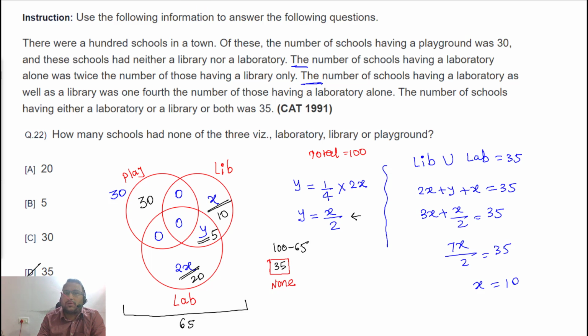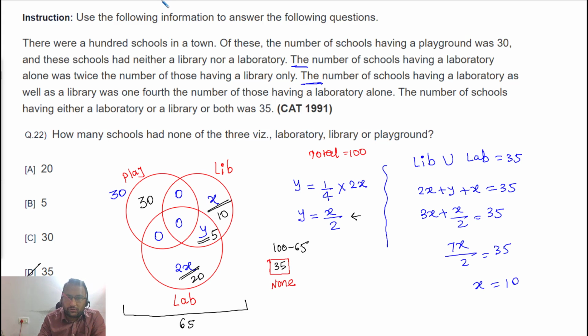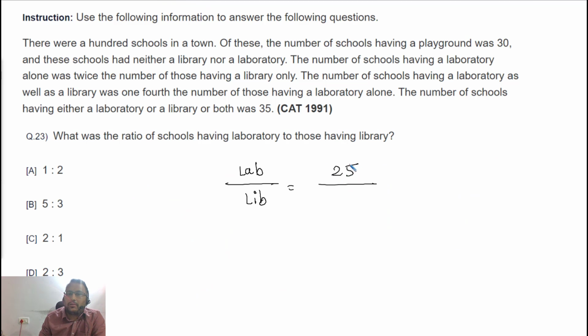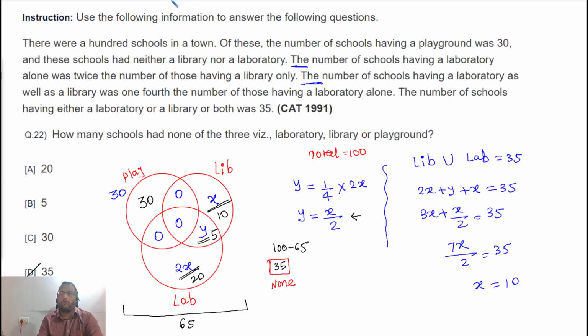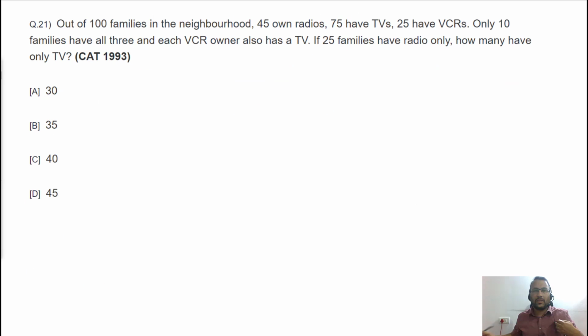And now what is question number 23? Let's have a look at it. Question number 23 is, what was the ratio of the schools having laboratory to library? So laboratory divided by library. The total of laboratory is how much? 20 plus 5, 25. And total of library is equal to 10 plus 5, 15. This ratio is equal to 5 divided by 3. So option B is the correct answer over here.